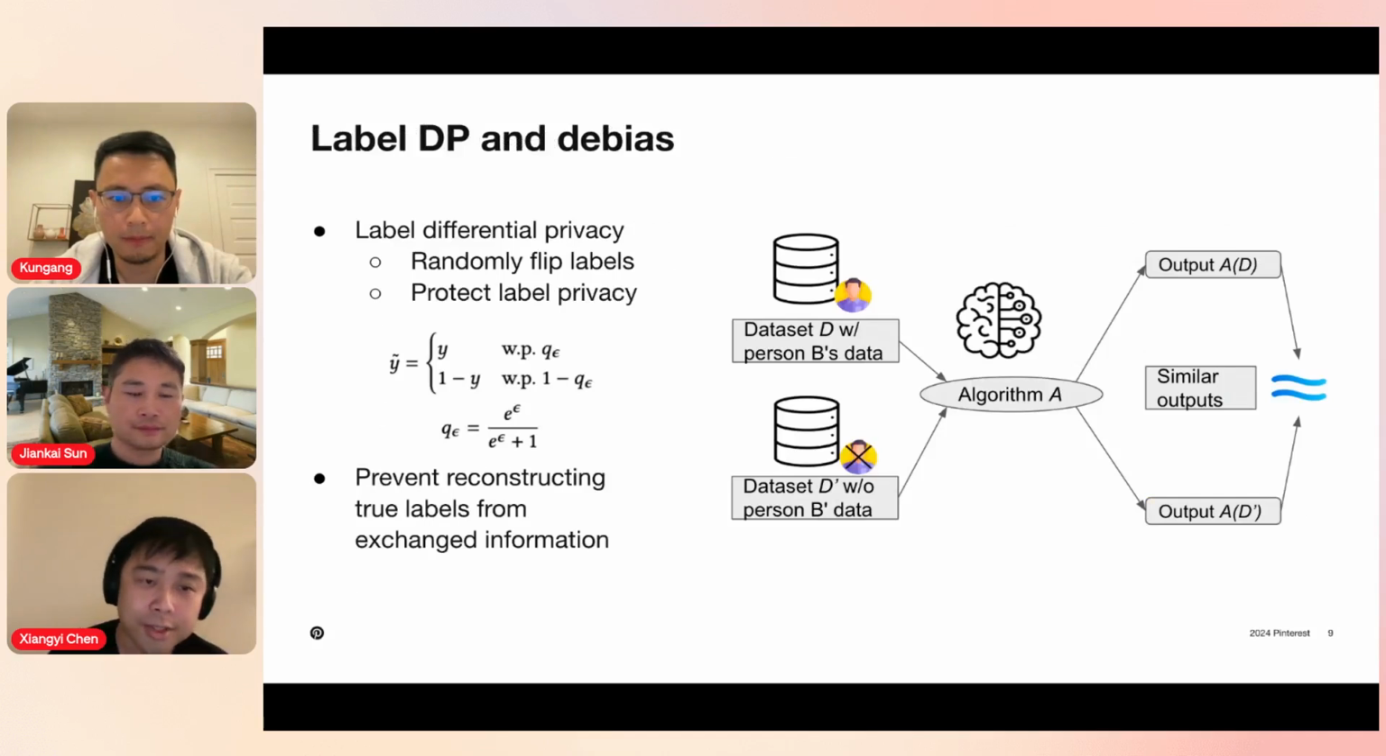As mentioned by Jiankai, we need to protect the label privacy. In this part, we apply label differential privacy to the labels. Essentially, we flip the labels with a fixed probability before any processing of the labels. This can be done on the advertiser side before sending the data to the clean room. And this can prevent reconstructing the labels in any form using the data transmitted in the clean room. Next, please.